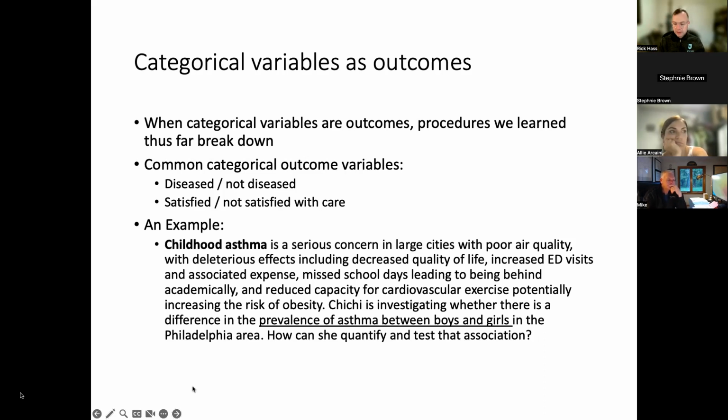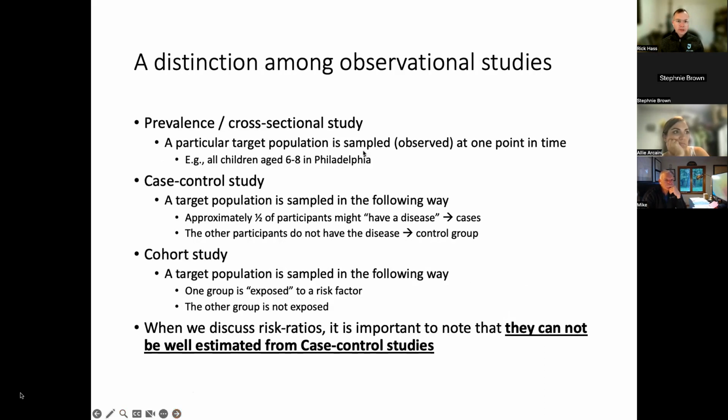There's some other sampling plans, but that's usually the one that we go about doing. And so that's the classic cross-sectional study. We have our total sample size fixed. So maybe all children aged 6 to 8 in Philadelphia are sampled at one time, and they're cross-classified.